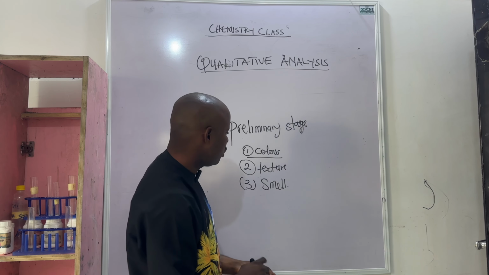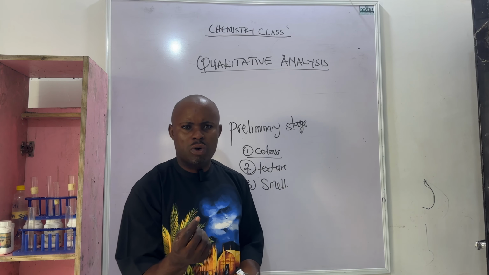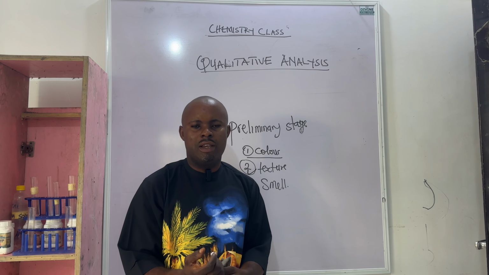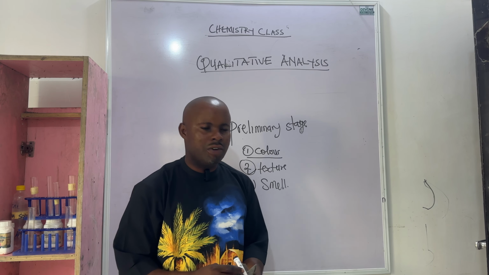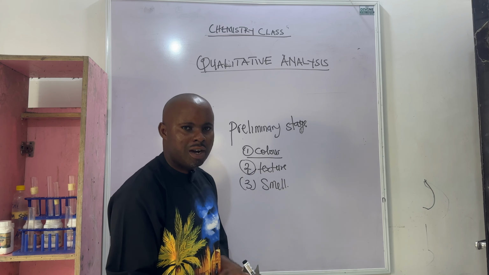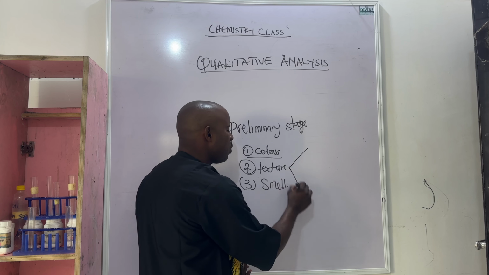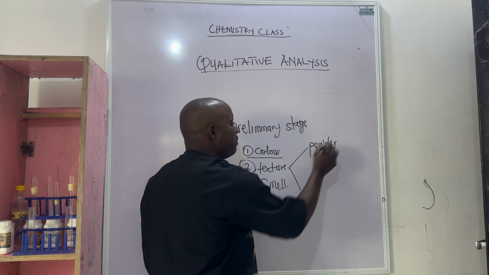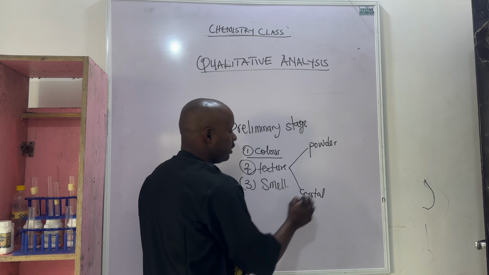So we're going to move to the next step, the texture. We can use the texture of a salt, though we don't allow students to touch salt in the laboratory, but when you are wearing protective gloves, you can test the texture of the salt. A very good example of texture is something that you can touch and feel how it appears. Some compounds are in the form of powder, and some are in the form of crystals.